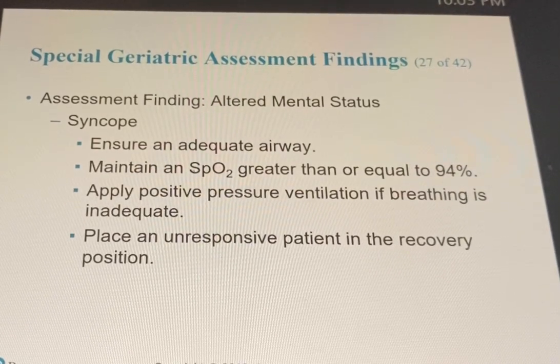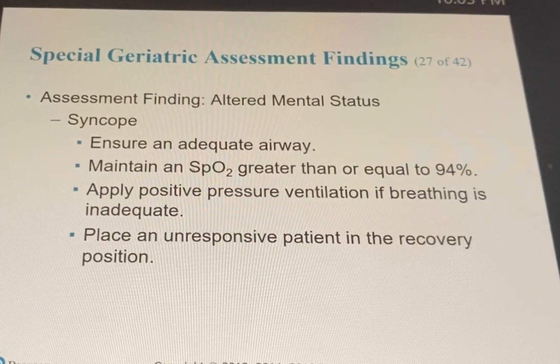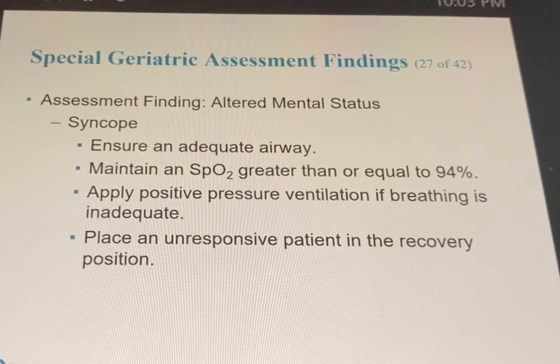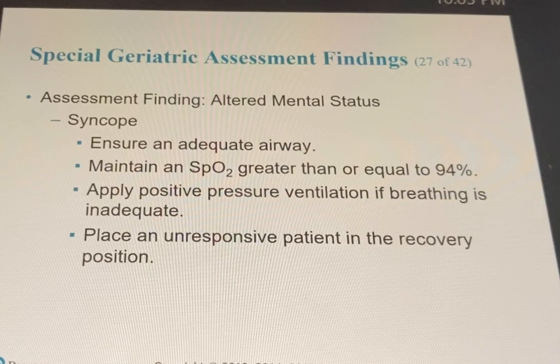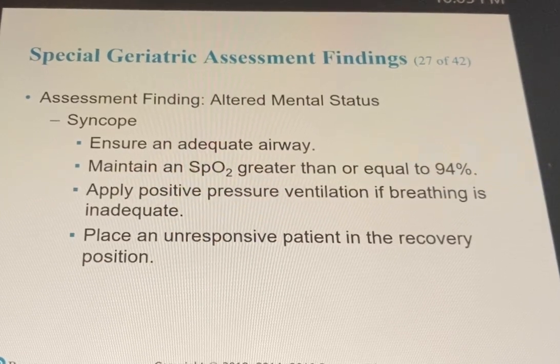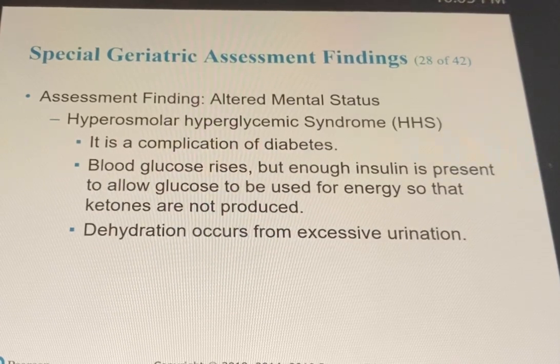If the patient suffered a fall with the syncopal episode, they should be assessed for a possible spine or spinal injury. All right, we want to make sure they have an adequate airway, maintain their SpO2 at greater than or equal to 94%, apply positive pressure ventilation if breathing is inadequate, and place the unresponsive patient in the recovery position.